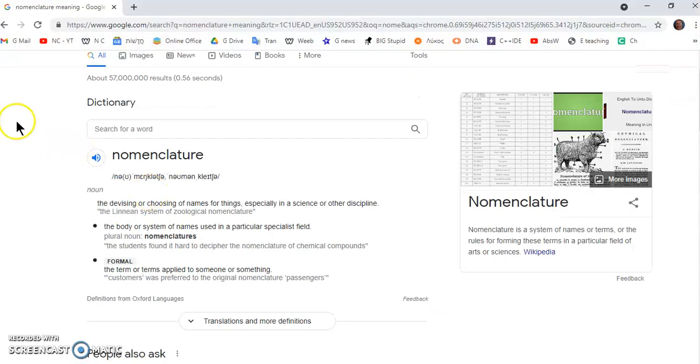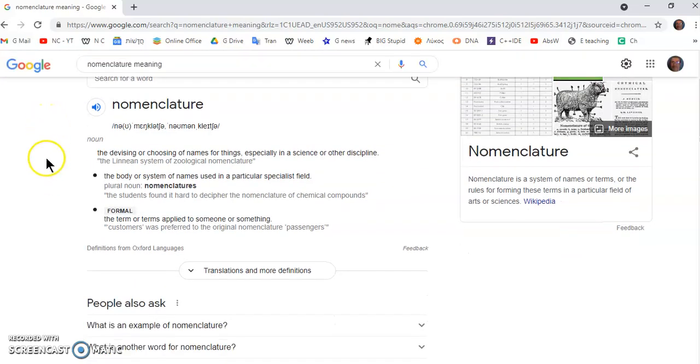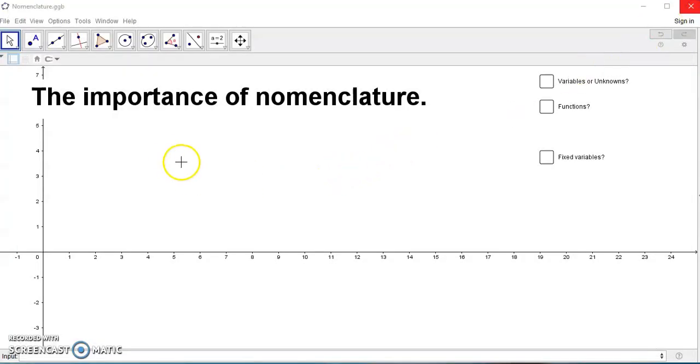I always am convinced that a good starting place to understand what is being said in any discipline or science, or in fact in any relevant field of study, is to look up the meaning of words. So nomenclature has a special meaning. It's a noun, and it means the devising or choosing of names for things, especially in a science, okay, but also in any other discipline. So it's very important to choose the right names for objects in any particular science.